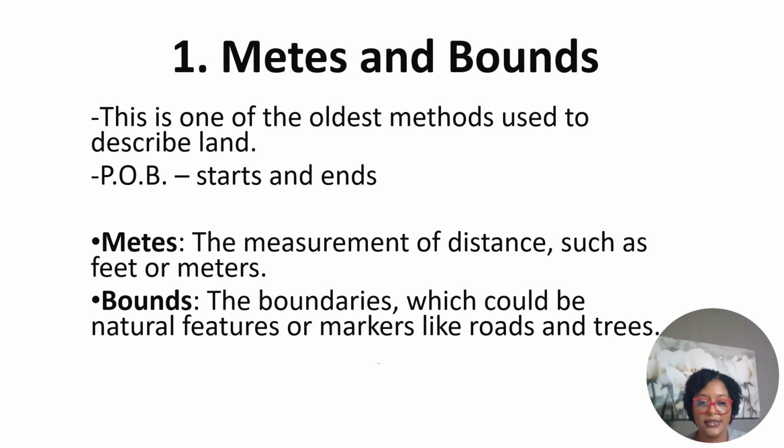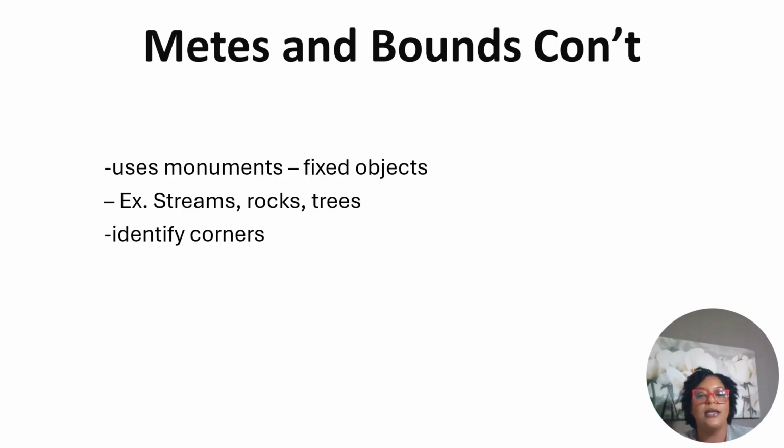Okay, so metes are the measurement of distance such as feet or meters. The bounds are boundaries, which could be natural features or markers like roads or trees. And the way that I remember these are boundaries: if I'm walking and there's a tree there, and I think I'm going through it, pow, I'm hitting my head. Like, you've got to go around. It's a boundary there. I cannot go there. Okay. So metes and bounds continue.